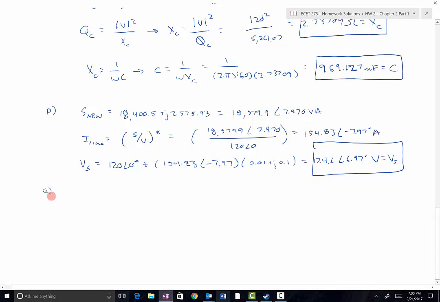Part E asked us to calculate the new power dissipated in the line. We know that the real power dissipated in the line is again just the magnitude of I squared times the resistance in the line. The line resistance hasn't changed, it's still 0.01 ohms, but we decreased this current as we just indicated. So that's 124.6. Sorry, not 124.6, that's voltage. 154.83. Square that, because it's I squared R, multiply it by 0.01, and you get 239.733 watts is the new line power.